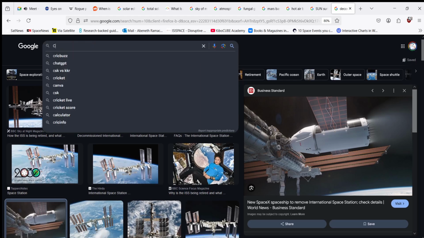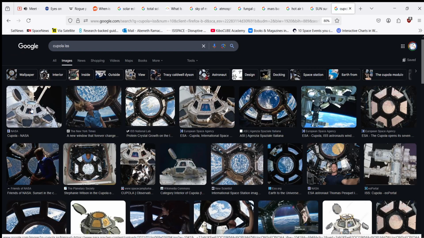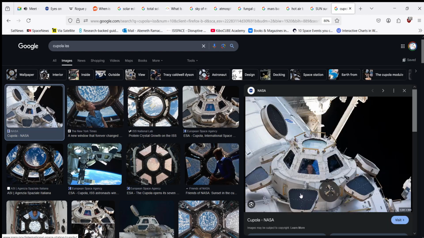Okay, fine. So this is the window that they are using in the International Space Station to look outside. This is called the cupola.